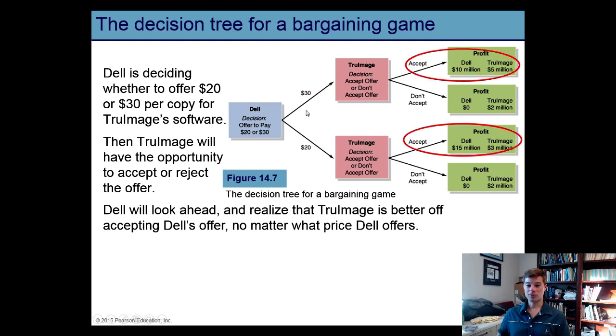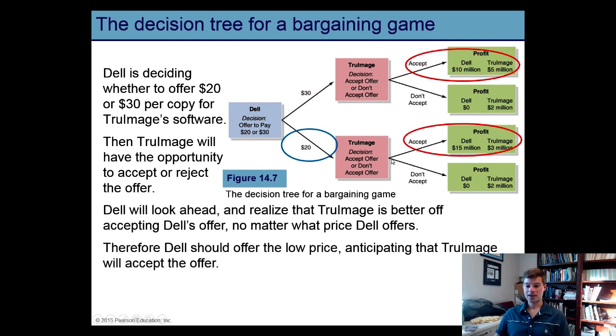It's a non-credible threat because if Dell picks the price of $20 to offer Trulmaj, then Trulmaj is better off accepting and earning $3 million than rejecting and earning $2 million, and so Dell will in fact move first by picking $20. Trulmaj will accept. Their threat is not credible. Once Dell has offered $20, Trulmaj is better off accepting and receiving $3 million in profits than rejecting and receiving $2 million in profits.